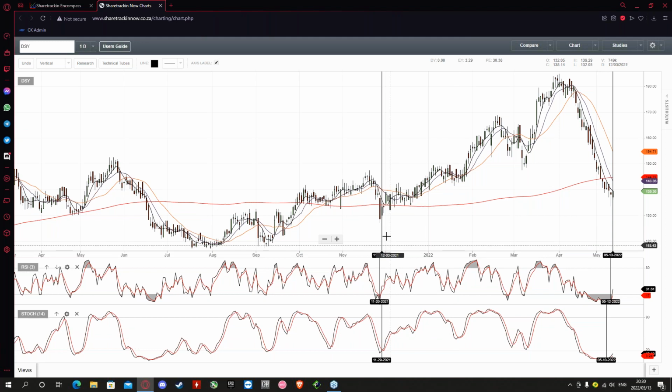Okay, but that counted as a really good buying indication. Buy indication, and the share price started to move. Now we've got more or less the same thing.